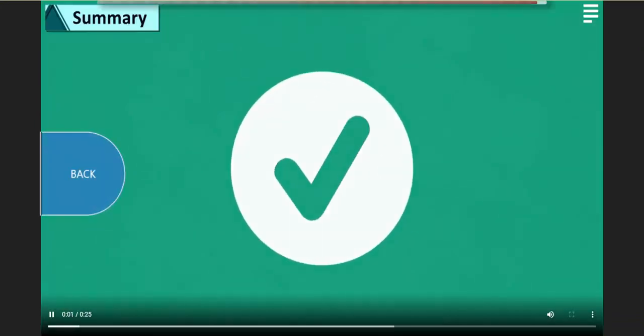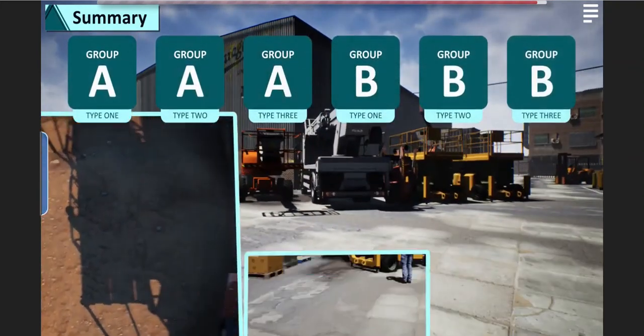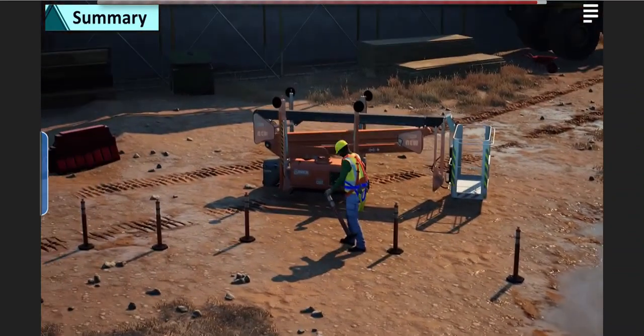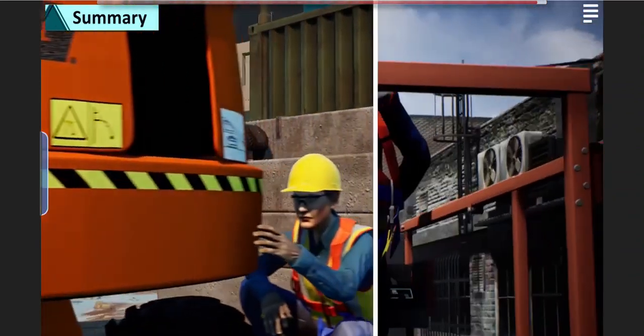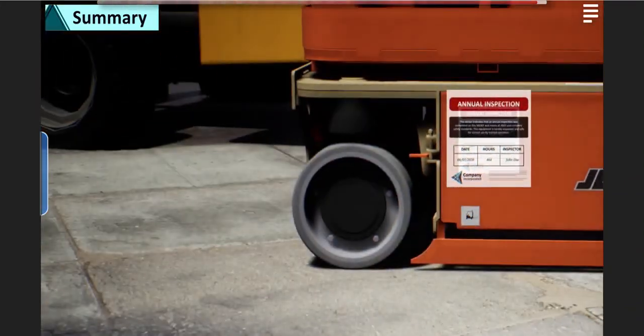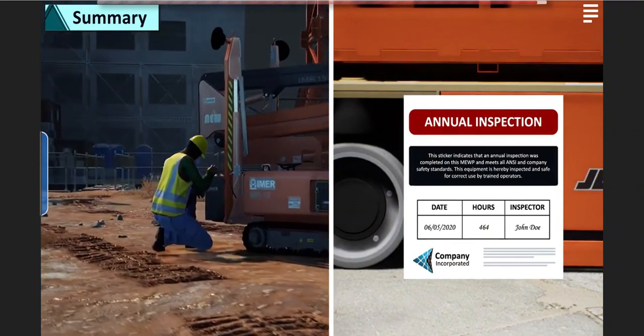Now that you've completed this course, you should be able to identify MEWP groups and types and employee roles, responsibilities, and training requirements. You should also be able to recognize the requirements for proper MEWP setup, pre-work planning and inspections, and safe operations, including hazard recognition. Finally, you should be able to identify the requirements for maintenance and routine inspection of the MEWP.